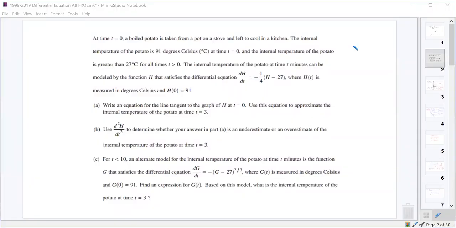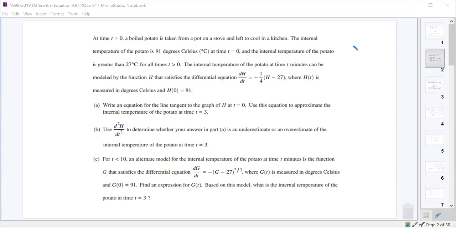We've got a potato. We're taking it out of a pot. It's left to cool. We've got a couple things. One, that at the initial time t equals 0, the potato's temperature is 91 degrees Celsius. And second, that the temperature is always greater than or equal to 27 degrees Celsius for all times greater than 0. Then they give us a differential equation. dH/dt is -1/4 (H minus 27). H is degrees Celsius, and H of 0, like we said before, is 91.